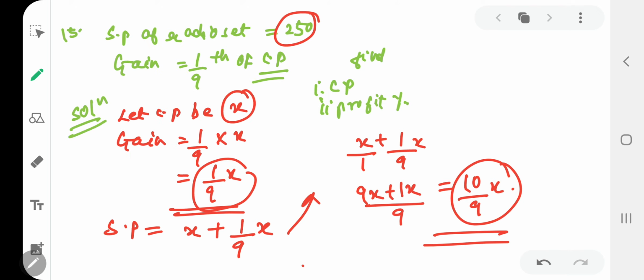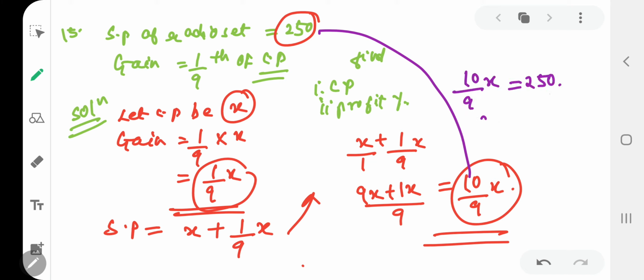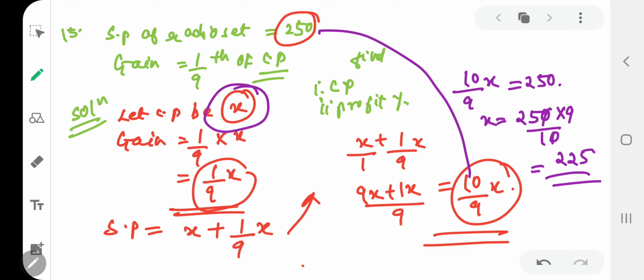So you have to just equate these both. 10/9X will be equal to 250. And X will be equal to 250 into 9/10. That is the value of X. My dear kids, you will get it as 225. That is X. X मतलब CP आपके हाथ में आ गया.